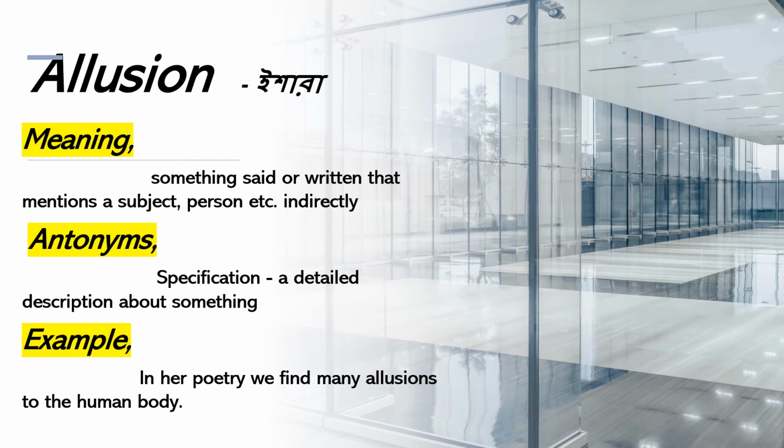Allusion. It means something said or written that mentions a subject, person, etc. indirectly. Something said or written that mentions a subject, person, etc. indirectly. Its opposite word is specification. It means a detailed description about something. For example, in her poetry, we find many allusions to the human body.